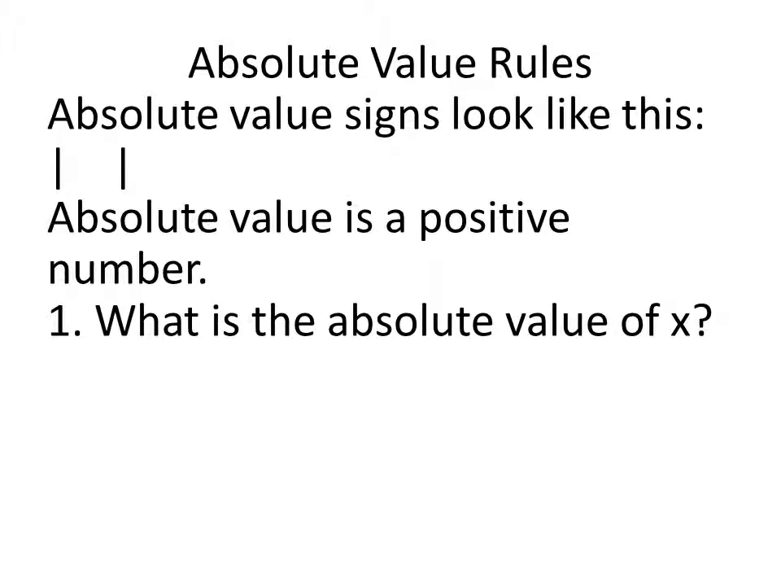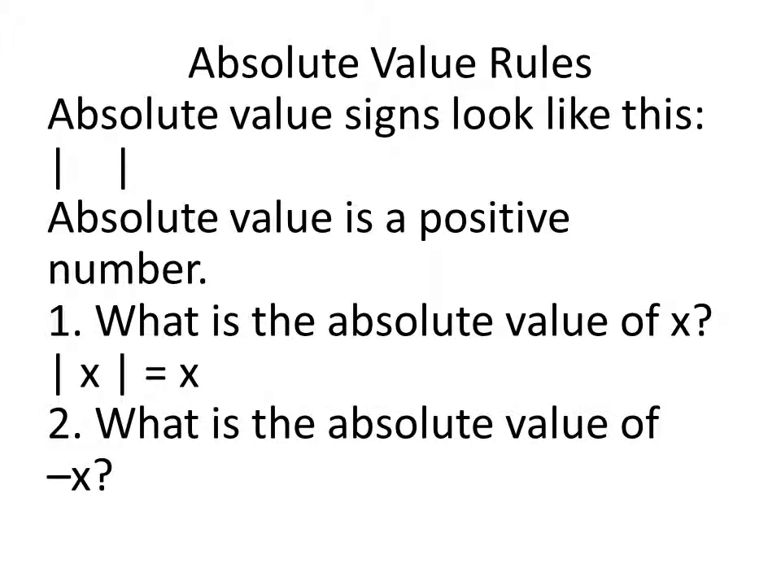For our first rule, what is the absolute value of x? The mathematical representation of the absolute value of x will be the x symbol between two lines. Absolute value is always a positive number, so the absolute value of x is x. Let's look at our second rule. What is the absolute value of negative x? The absolute value of negative x will be represented as negative x between the absolute value signs. And the absolute value of negative x is x.